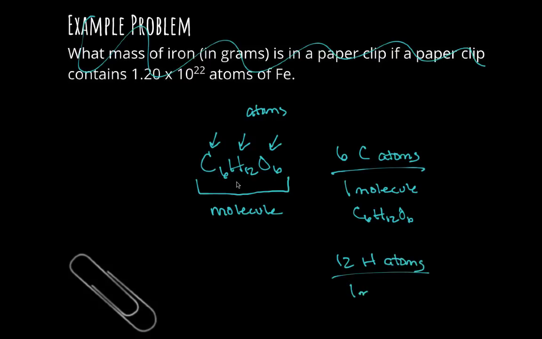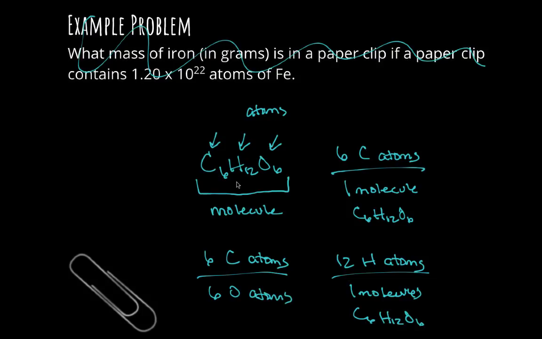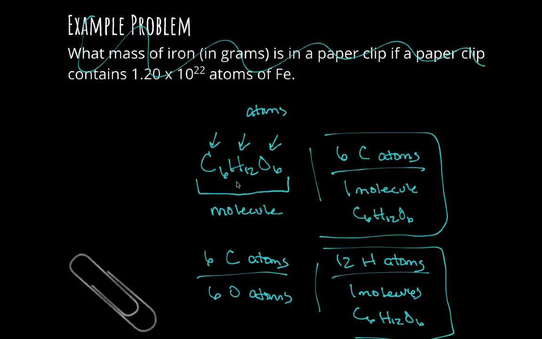per one molecule of C6H12O6. You could say there's 6 carbon atoms per 6 oxygen atoms, depending on what it is that you're trying to convert. So these would all be separate conversions you could use depending on what it's asking for.